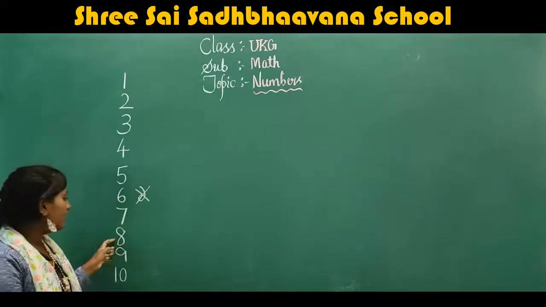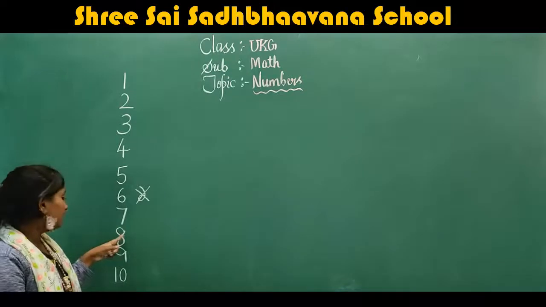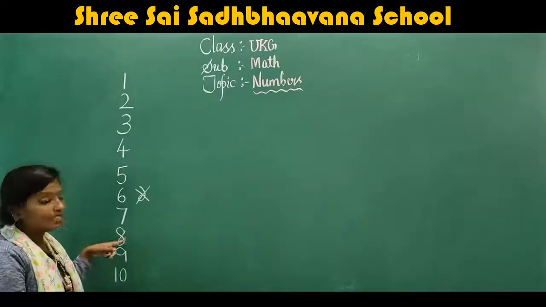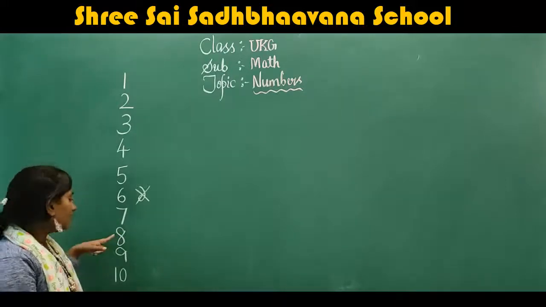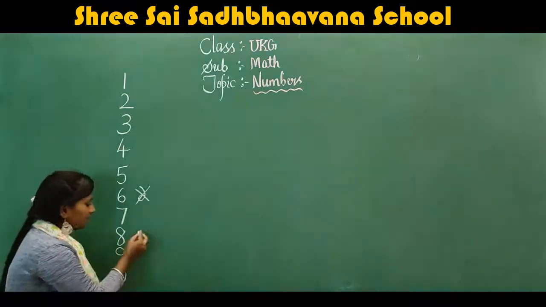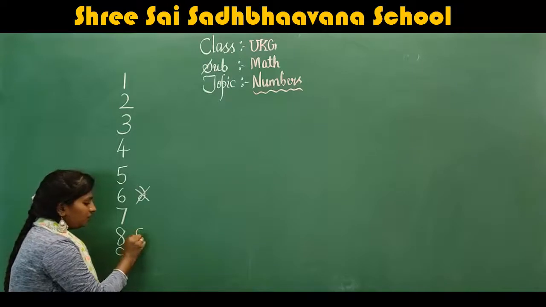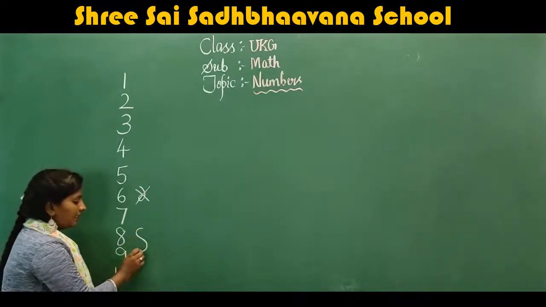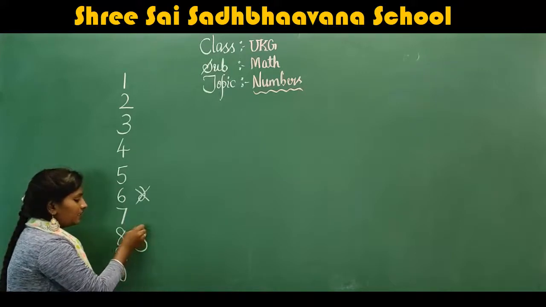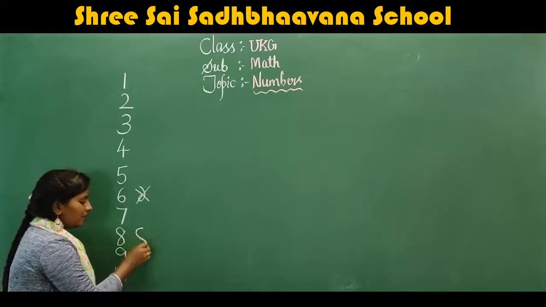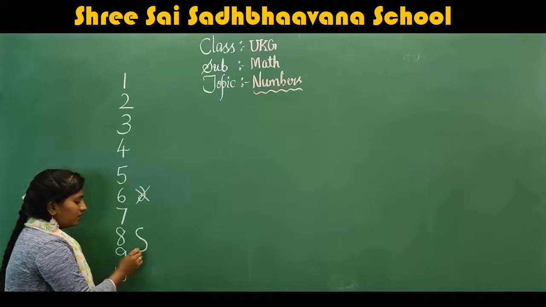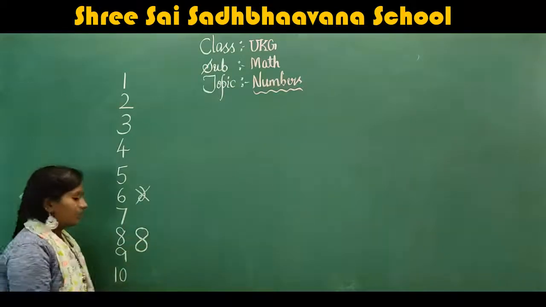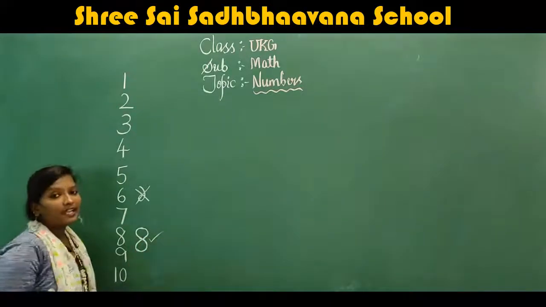Then how to write number 8? Yes, one right curve, one left curve, again right curve and left curve. It's called number 8. See here children? Left curve and right curve, right curve, left curve, right curve and left curve. This is number 8.